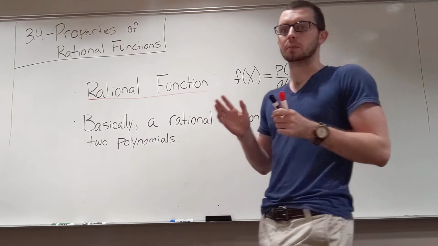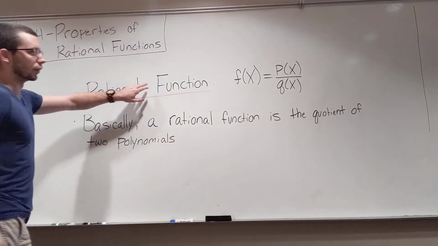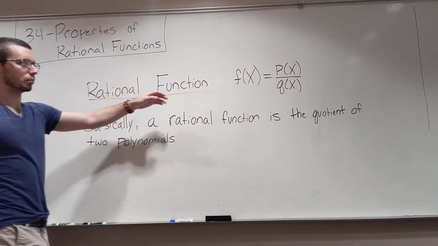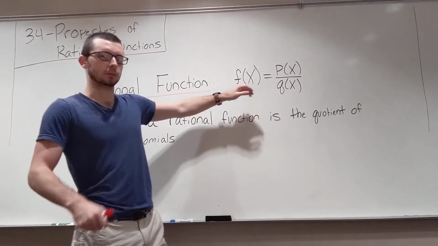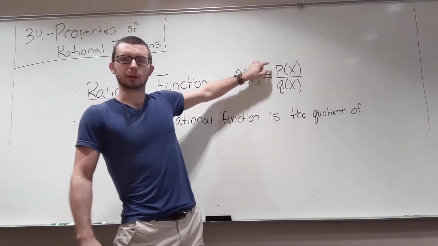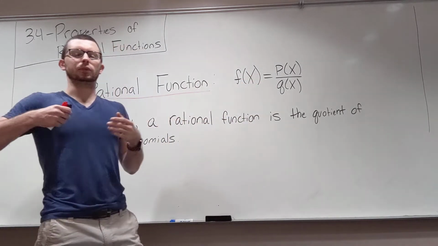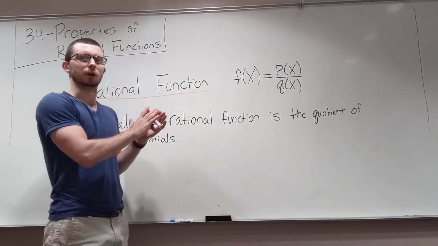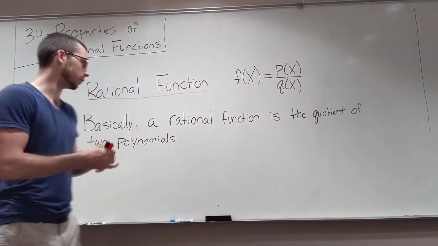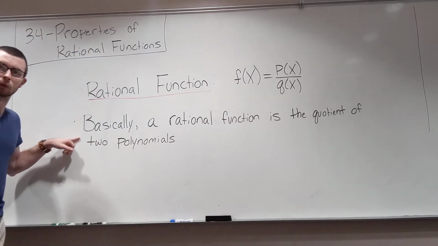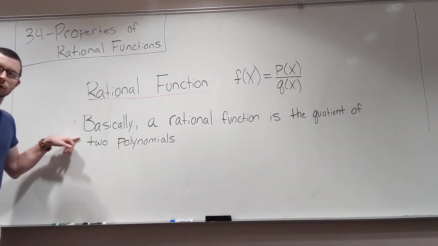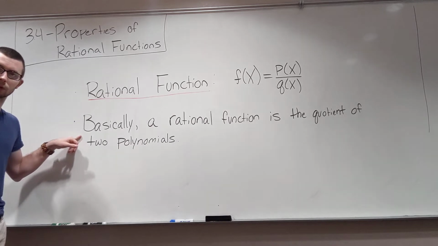The main thing to keep in mind is the construction of a rational function. The formal definition looks like p of x over q of x, but again, this is just formal jargon that simply means a polynomial divided by a polynomial, or in other words, the quotient of two polynomials, as I have written here.